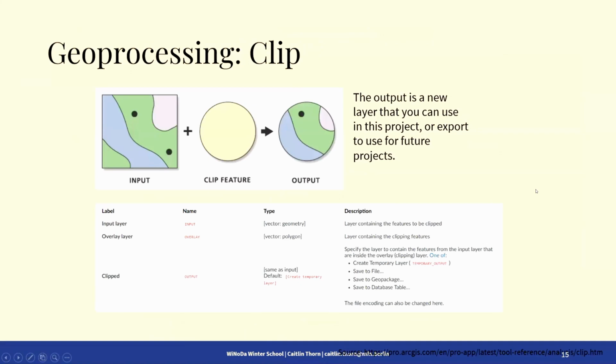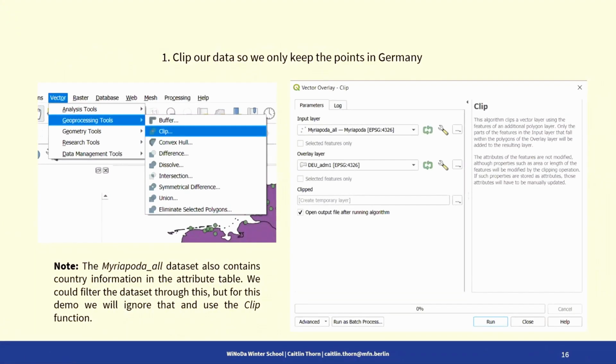Let's take a look at one geoprocessing tool, which is Clip. You have an input layer, and then you have a clip feature, and it will clip the input to the extent of the clip feature and give you a new output. The new output is a new layer that you can use in the project or in future projects. We're going to clip our data to only keep the points in Germany.